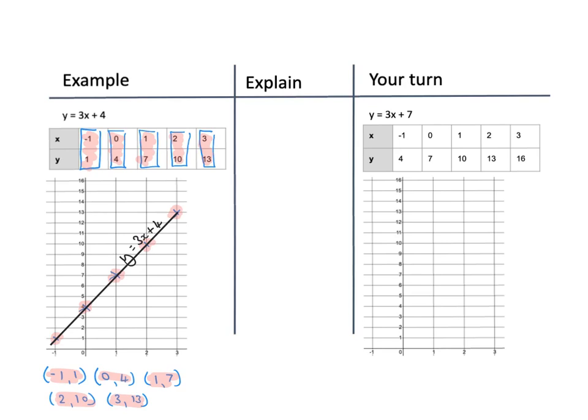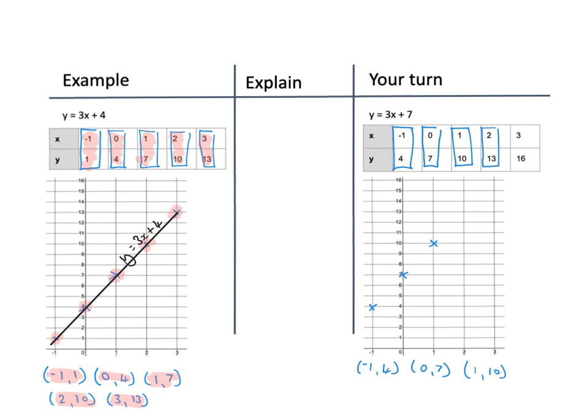Now going through the second question, we first look at this set of values. This gives us the coordinate -1, 4. -1 across, 4 up goes here. The second set of values, 0, 7, gives us the coordinate 0, 7. 0 along, 7 up. 1, 10 is the coordinate 1, 10, 1 across, 10 up.